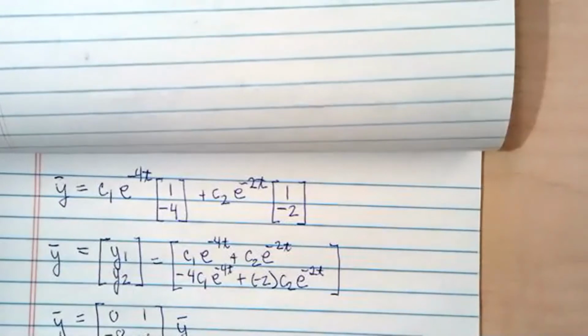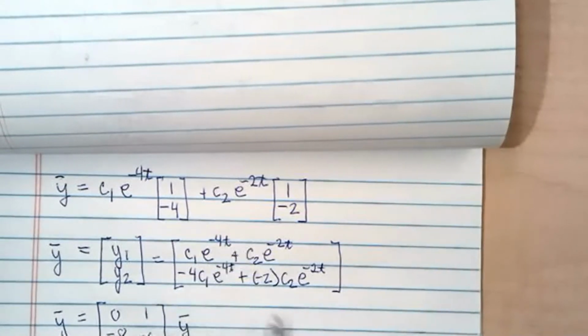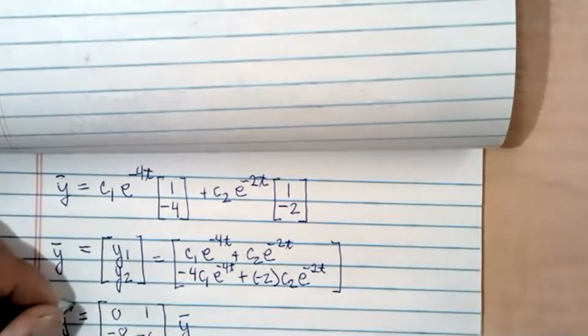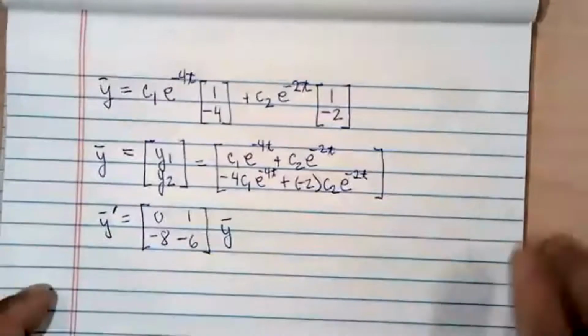And you'll notice that just sitting here, we have c1 e to the minus 4t and c2 e to the minus 2t, and you could pick those off from either row. Those are the solutions that we got by solving the second order ODE in the old way, eta prime. Okay, so that's the first one.